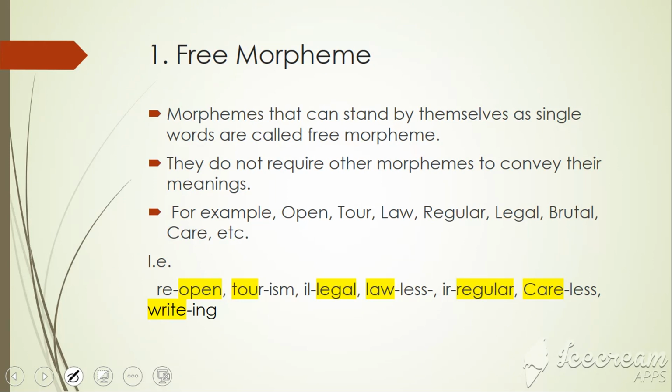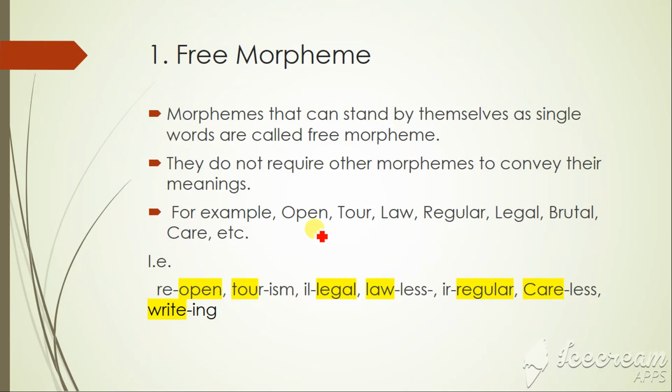Morphemes that can stand by themselves as single words are called free morphemes. Yes, they do not require any other morpheme in order to convey their meanings. For example, we have some words here: open, tour, law, regular, brutal, legal.